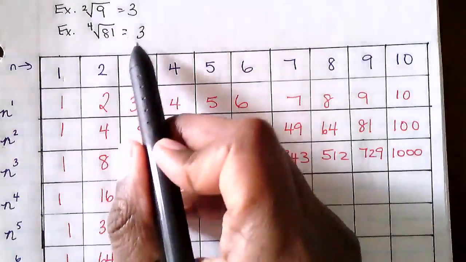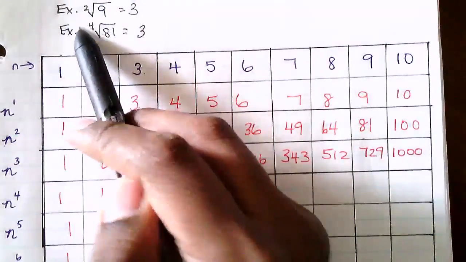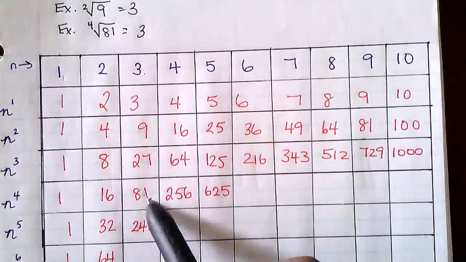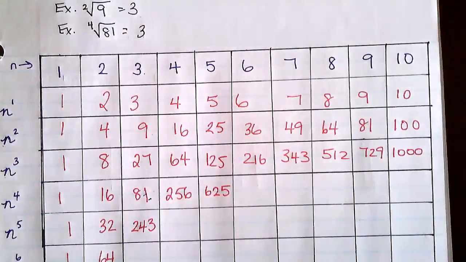Again, why? Because if I take 3 and put it to the power of 4, that gives me 81, which is what this chart was telling me. 3 to the power of 4 will be 81. I'm just working backwards now.